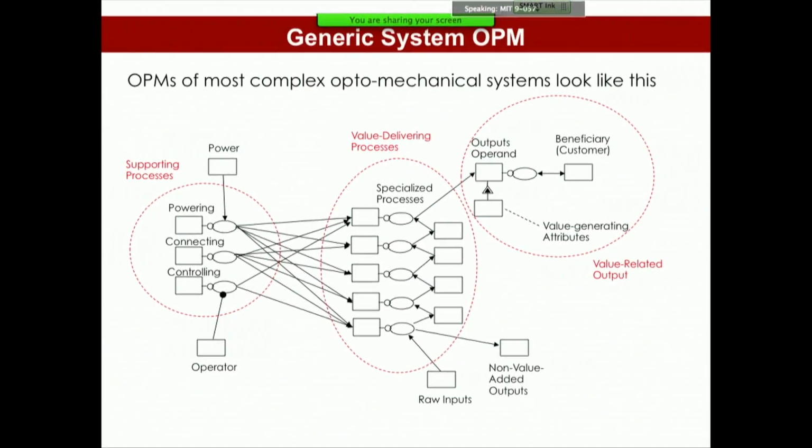Okay, so here's the general idea, and we've looked at many systems over the years, that most cyber-physical systems, or it says optomechanical here, but I really mean it more generally, have this kind of OPM structure. On the right side, we have the output that the customer, the stakeholder cares about, the operand. We have a set of specialized processes, and these can often be organized in a cascade. And then we have supporting processes like powering, connecting, controlling that provide support for the specialized processes. Most systems that we've seen have this generic architecture.